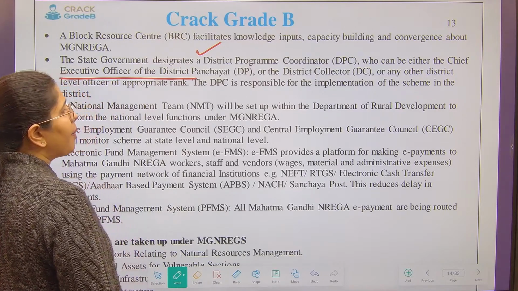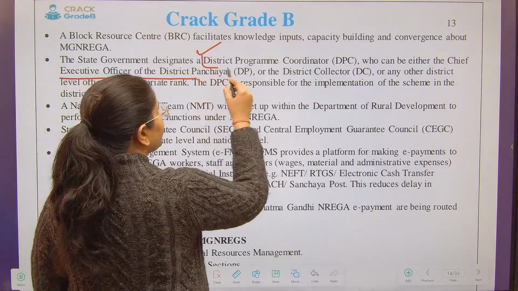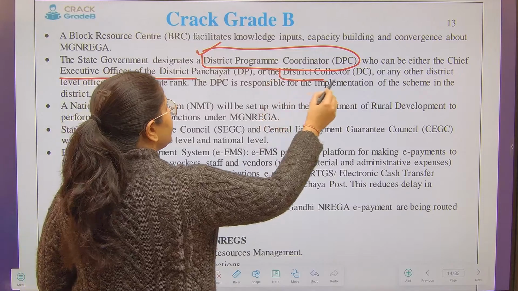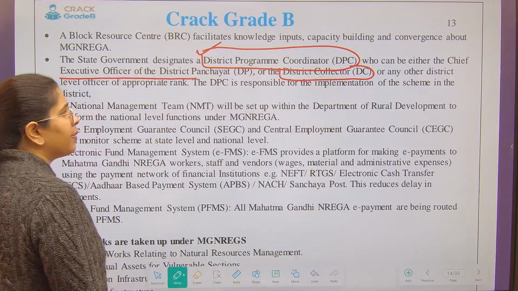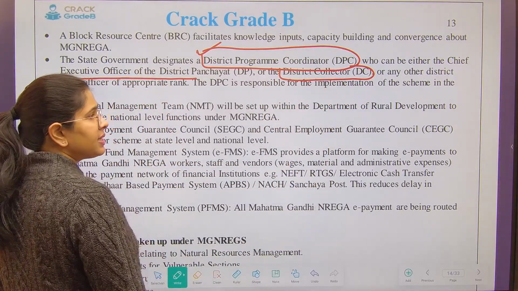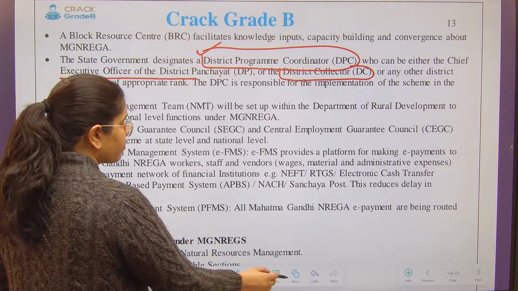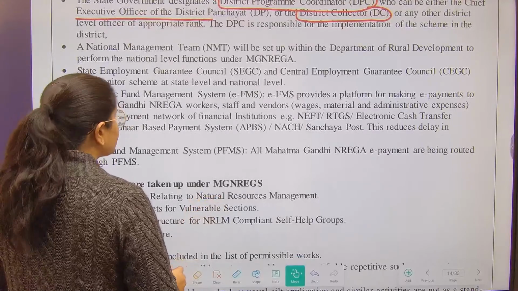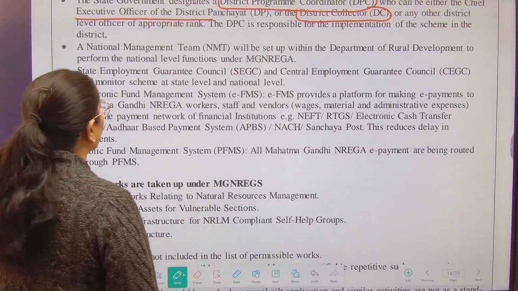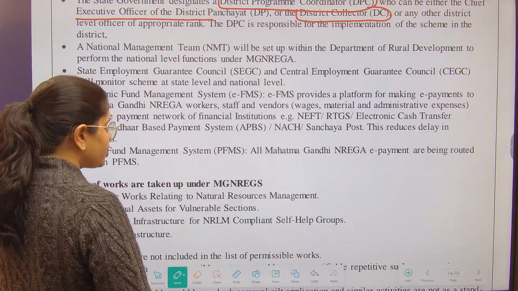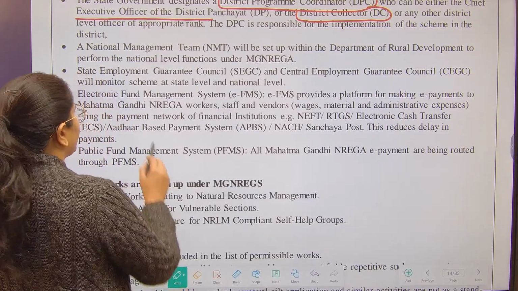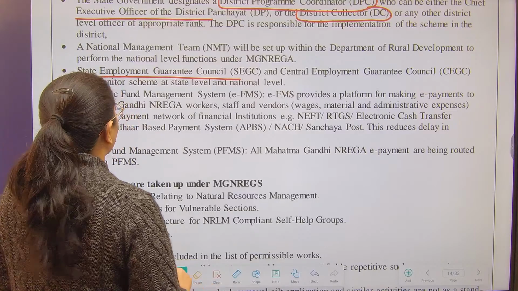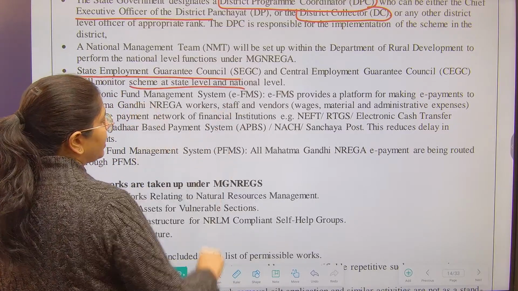Now, District Program Coordinator. So you can understand this particular thing like this. The District Program Officer is the District Collector who is appointed by the state government. He is responsible for the implementation of the scheme in the district. A national management team is also set up within the Department of Rural Development to perform the national level functions under the MGNREGA. State Employment Guarantee Council and Central Employment Guarantee Council will monitor the scheme at the state level and the national level.